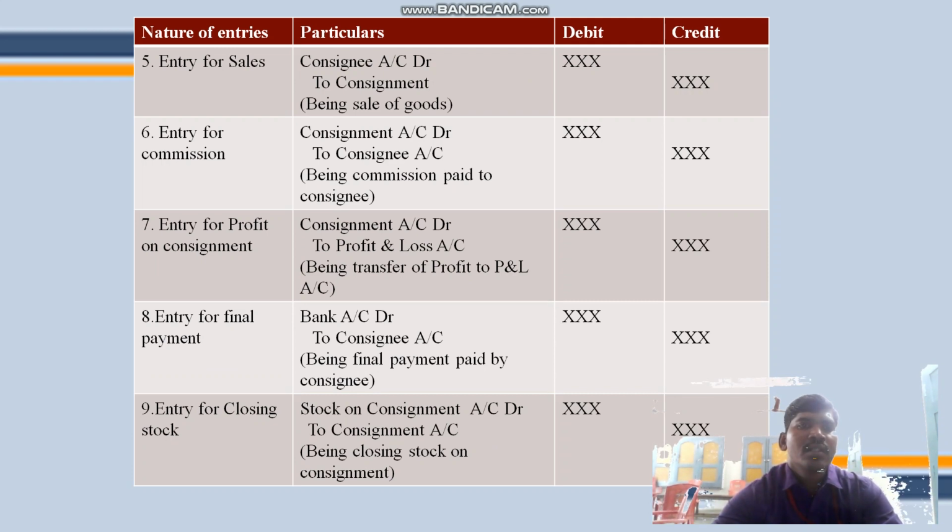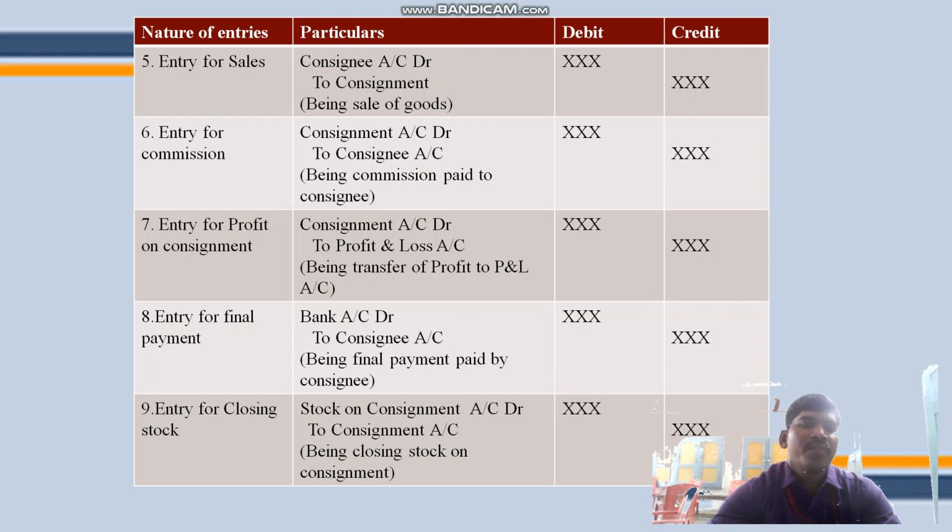And then the fifth transaction is the entry for sales. As the sales amount is received by the consignee, we are debiting the consignee account. As it is sold from the consignment account, we are crediting the consignment account. So the entry is Consignee Account debit to Consignment Account. And then the entry for commission paid to the consignee. As it is an expense on consignment, we are debiting the consignment account, and as it is being paid to the consignee, we are crediting the consignee account. So the journal entry is Consignment Account debit to Consignee Account.